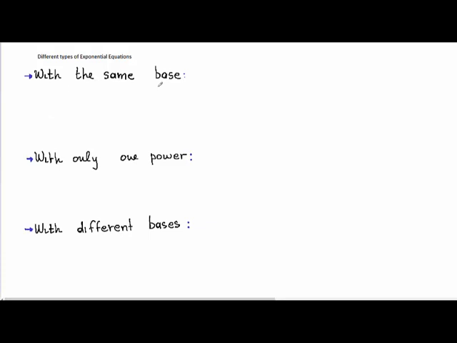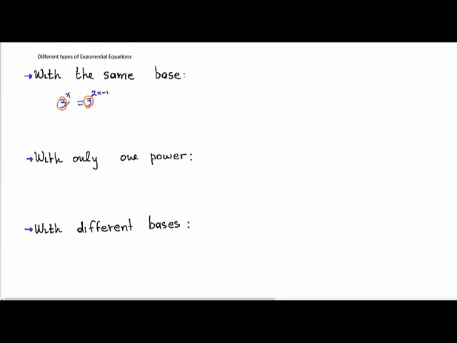So I'm going to divide the set of exponential equations that you may come across into different types. Let's look first at the simplest type of equations, the ones where you have two sides of the equation, and on both sides you have powers that have the same base. As you can see right here, I have the same base on both sides of my equation, and there is nothing else involved in this equation other than these two powers.